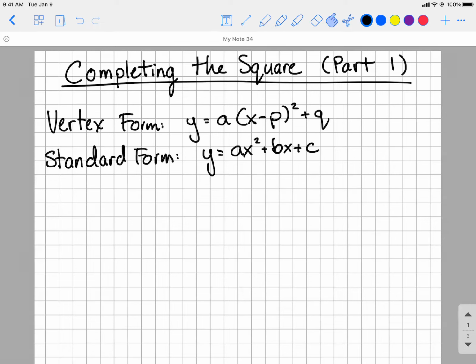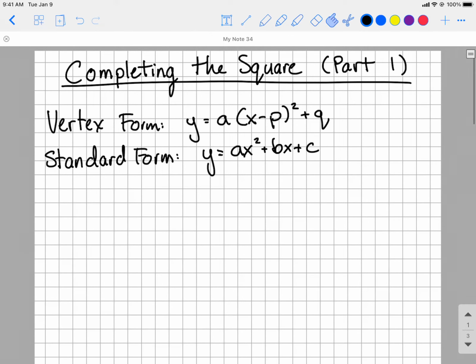Our last topic for this unit is going to revolve around something called completing the square. At this point, you've seen vertex form and standard form, and you know how to go from vertex to standard just by following BEDMAS and doing some basic mathematical steps. But we don't know how to go the other direction, and that's what we're going to be focusing on.